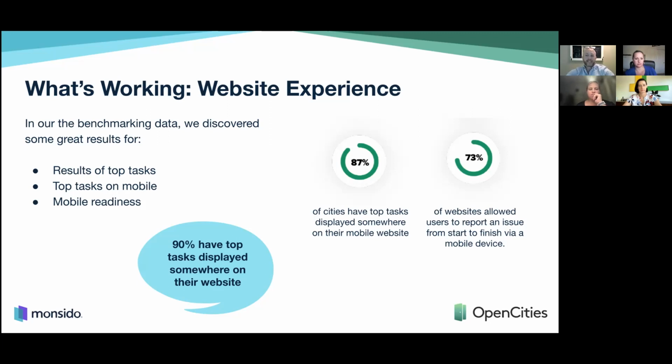The good news is that the data shows that a little bit over 90% of the websites had some sort of top tasks displayed on the homepage, and 73% allowed users to report some sort of issue from start to finish on a mobile device. But as we peel back the layers and look at what pages or services those top tasks drove people to, I think there's definitely need for improvement. What we ended up seeing is that most websites had roughly 3 to 5 top tasks, but the top tasks were very broad. And if I have any city clerks on here, love what you do. It's very important. But if you were to dive into analytics, I think there are other services that those top tasks should be than maybe city council information.